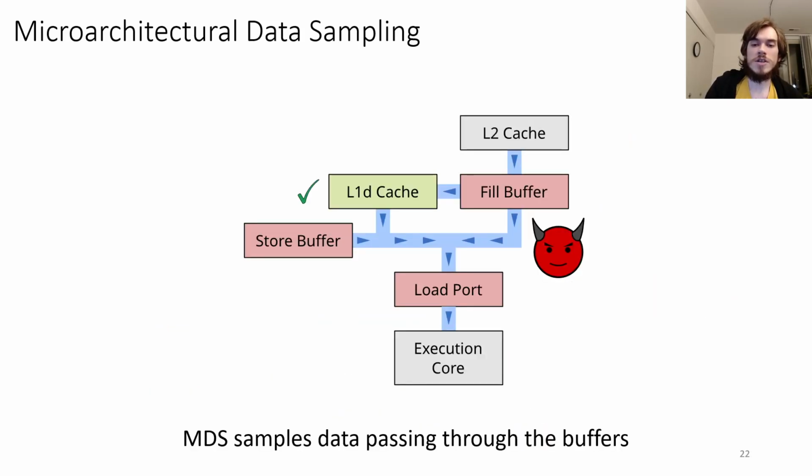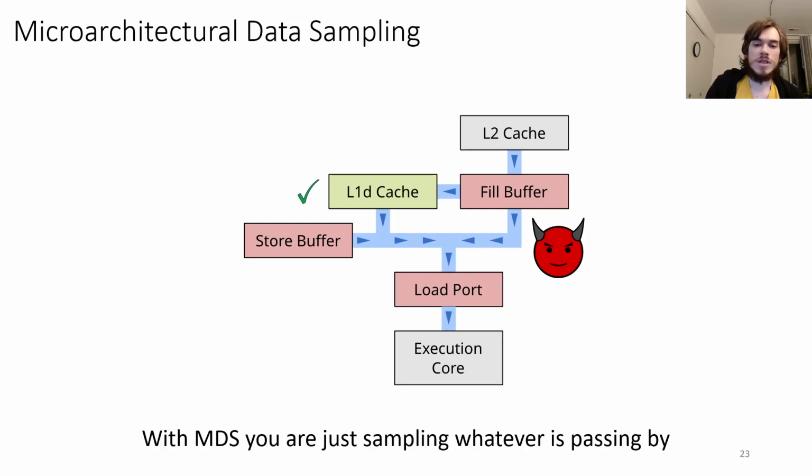So MDS actually samples data passing through the buffers. What it means is that if the victim runs on the execution core and performs a load, it will fetch the data from the level 2 cache. And here the attacker can use a faulty load to basically extract the data from the fill buffer and then siphon it out using the side channel attack, as the data goes onward to the load that's being executed on the execution core. This also means that with MDS you're just sampling whatever is passing by at the time.